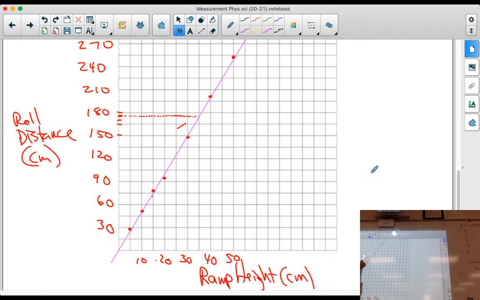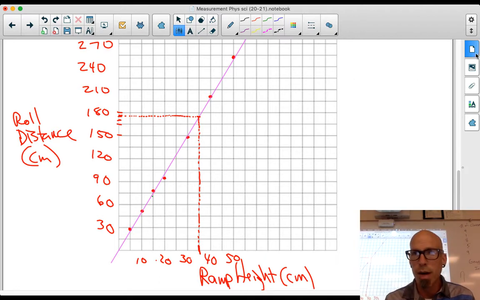I head over to the best fit line. There it is. I stop at the best fit line. And where it intersects, I take it down like this. And I see, oh, that's right there. Well, how much is that? Well, that looks like a 35 centimeter. It's right between 30 and 40. So that looks like a 35 centimeter ramp height.